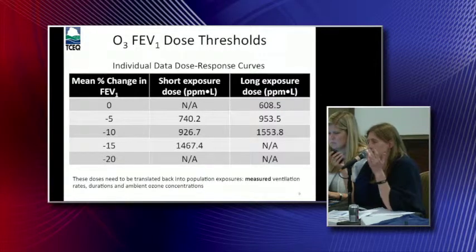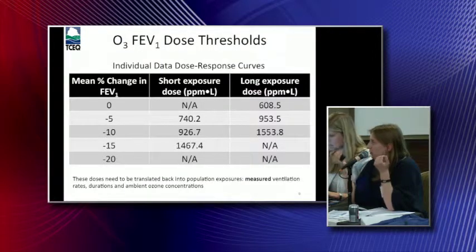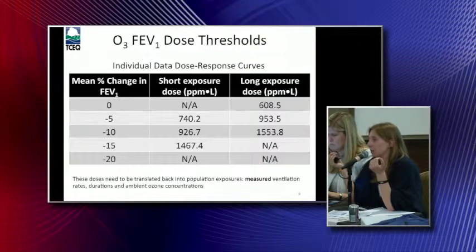Now it's nice to know that we can derive these dose thresholds for these group mean responses, but they are in the form of parts per million liters, which isn't so helpful if we're trying to decide on levels and averaging time and that sort of thing.